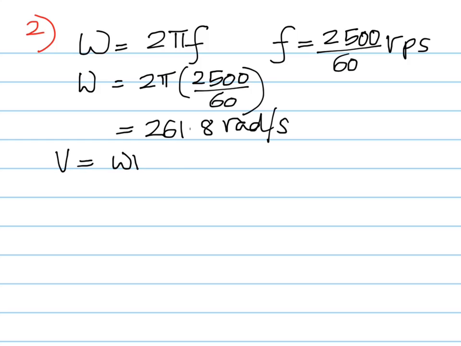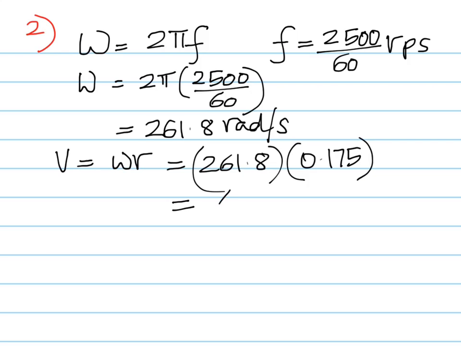All right. Linear velocity is omega times r, or r times omega. And the radius here is half of the diameter. That's why I have 0.175. Hope you notice that. See that the radius is half of the diameter. Okay, so that's 46 meters per second when you multiply those two.